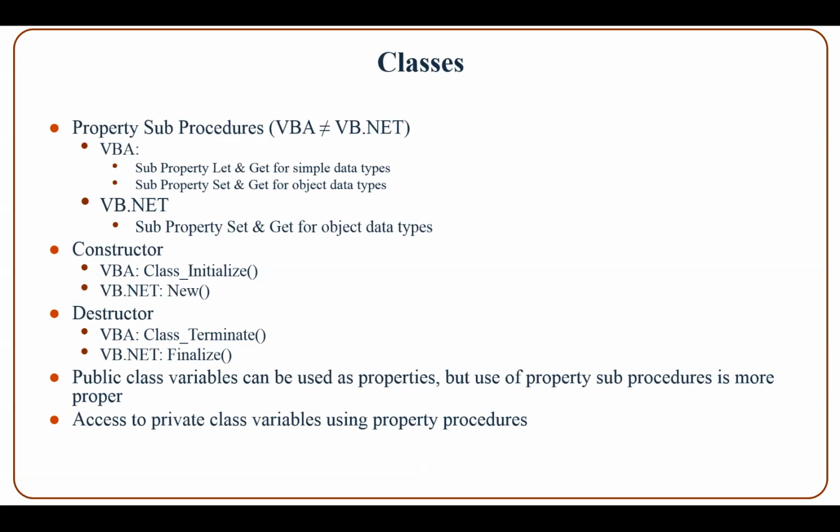Classes contain class members such as class variables as well as other types of members. Let's talk first about property procedures. In VBA, you use the property procedures Let and Get for simple data types, and Set and Get for object data types. In VB.NET, you always use the property procedures Set and Get. Please notice that I have some corrections here. The name of the constructor in VBA is Class_Initialize, and in VB.NET it is New. The name of the destructor in VBA is Class_Terminate, and in VB.NET it is Finalize.